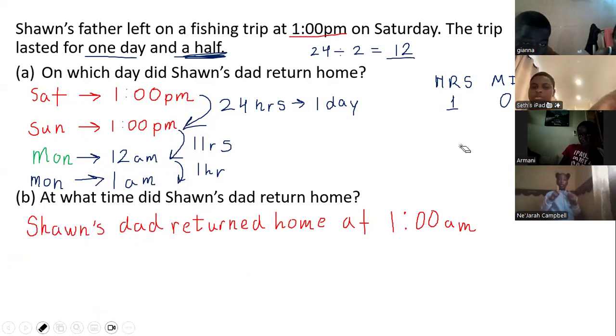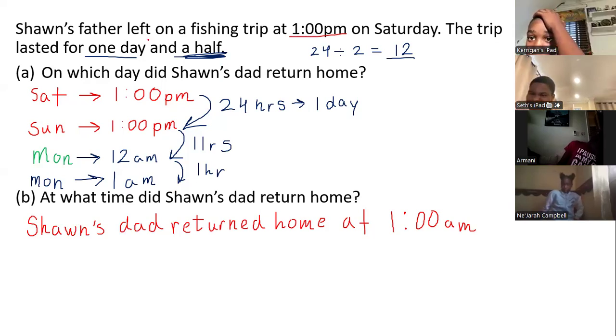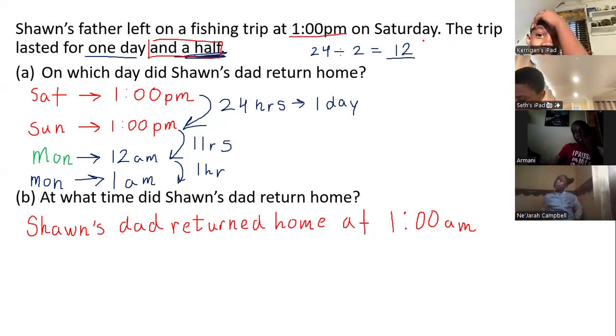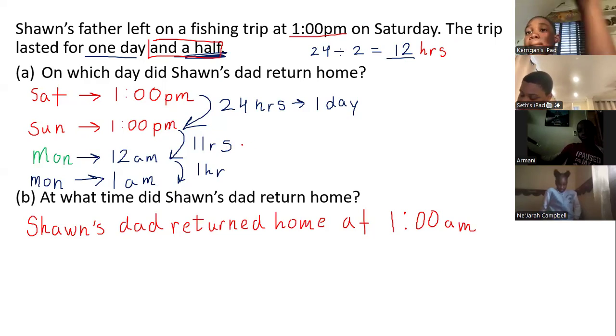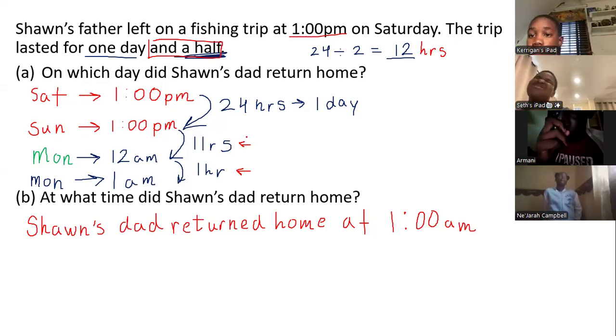I have a question. Go ahead. Why do you add the next hour? We added the next hour because, remember, it says it's a day and a half. So we saw that half of a day has how many hours? 12 hours. So the first 11 and then the next one. That makes 12 hours. So that means that he was away for 24 hours.